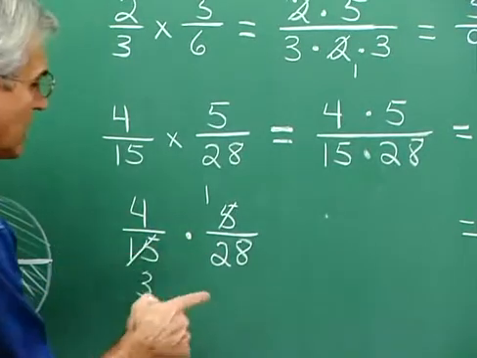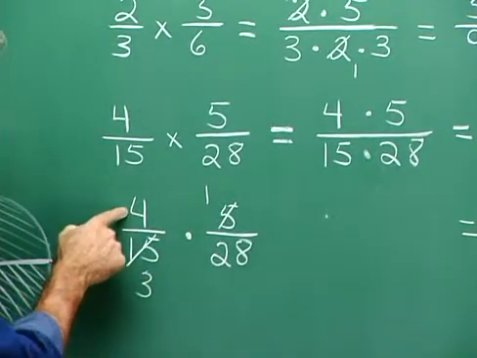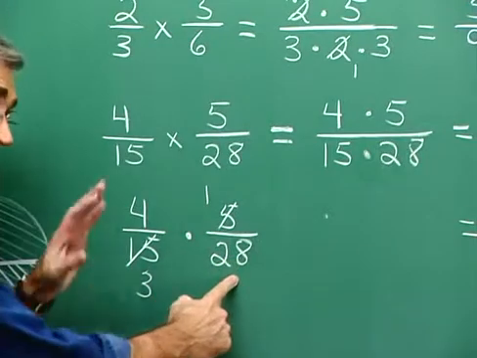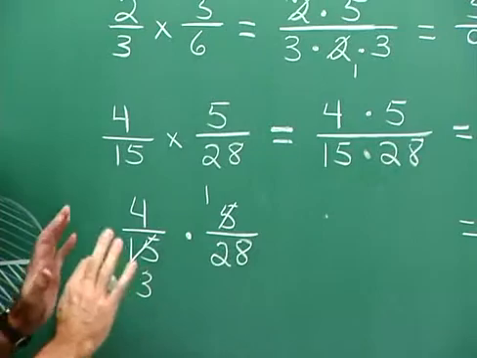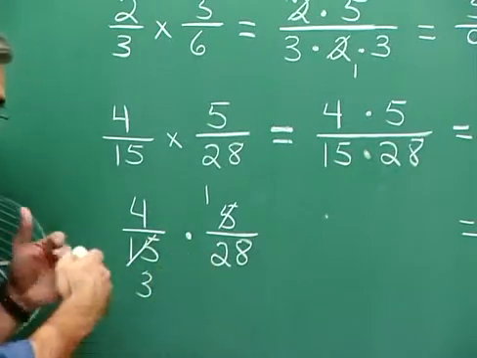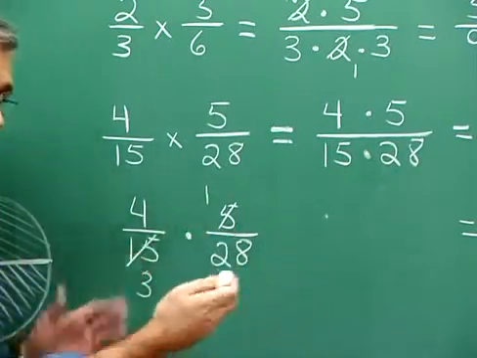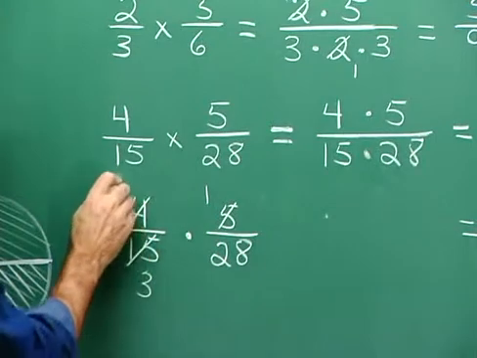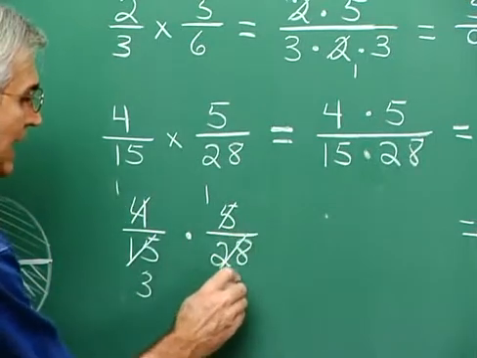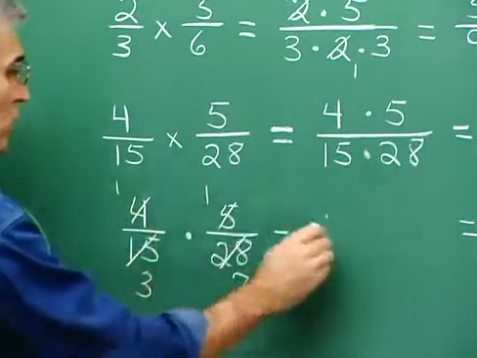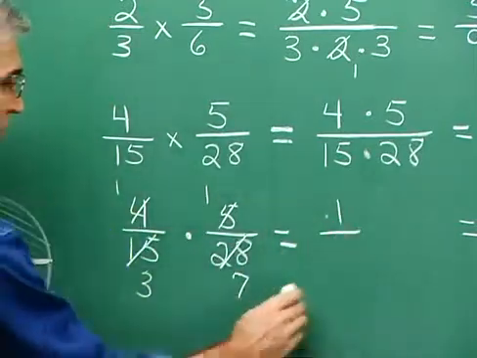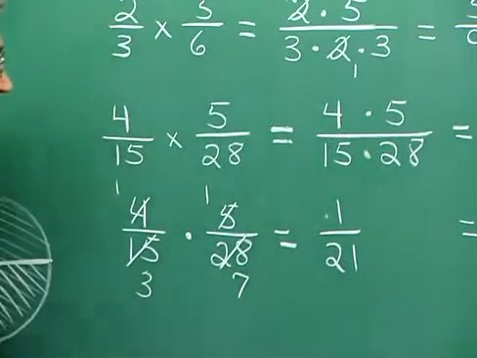But let's continue with the reduction business. The 4 and the 28 can cancel because there is a 4 factor in 28. And if we recognize that 28 can be thought of as 4 times 7, then here's what we do. We just say 4 into 4 goes 1, 4 into 28 goes 7. And now we go straight across, 1 times 1, 1, 3 times 7, 21, to get the answer that we expected.